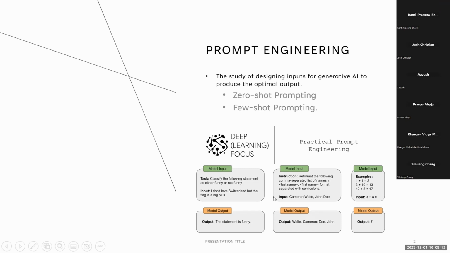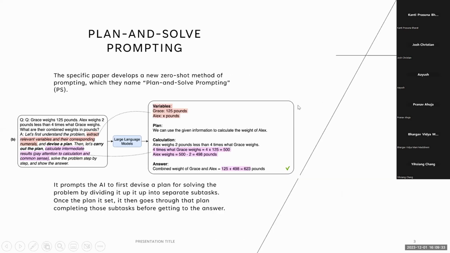So there are some examples down here within this image that illustrate zero shot. And if you look over here at the model input on the right, that's few shot prompting, which is the same thing where you're asking it to answer a certain question in a certain way, but you also give it examples of how to answer that question before you actually ask the large language model to answer it.